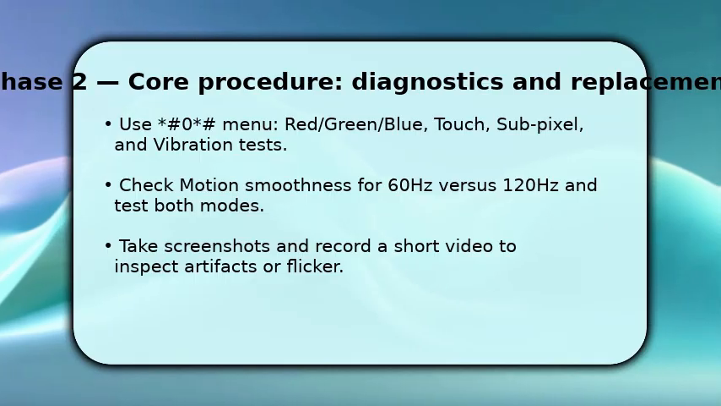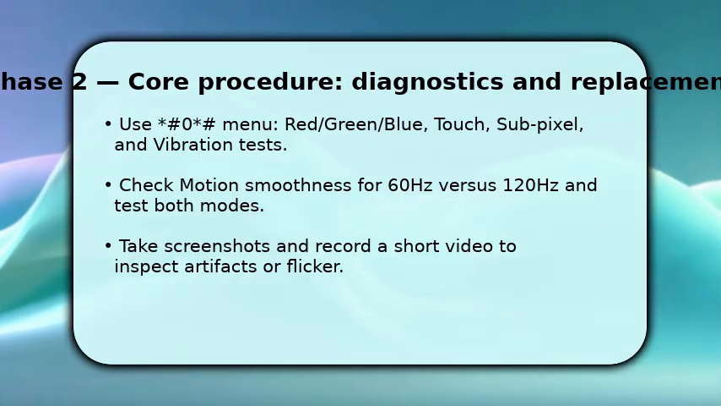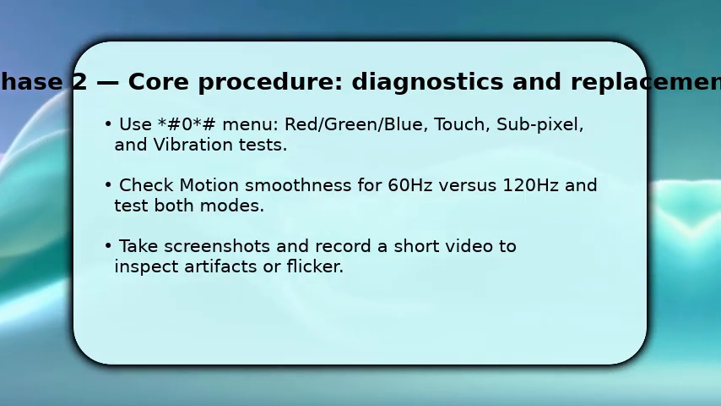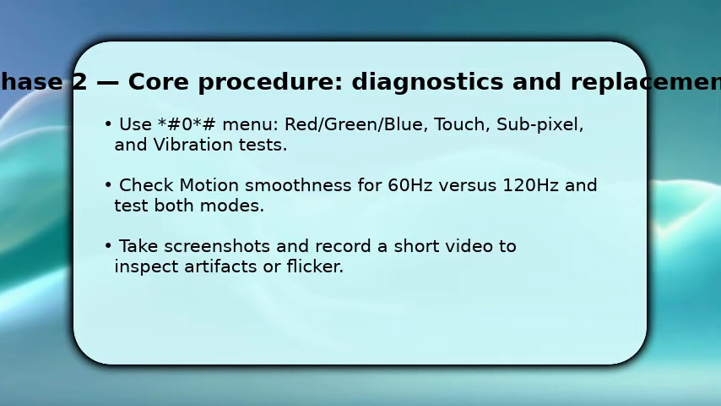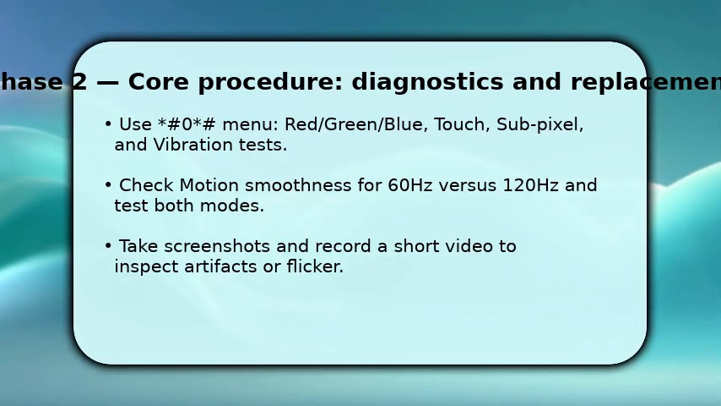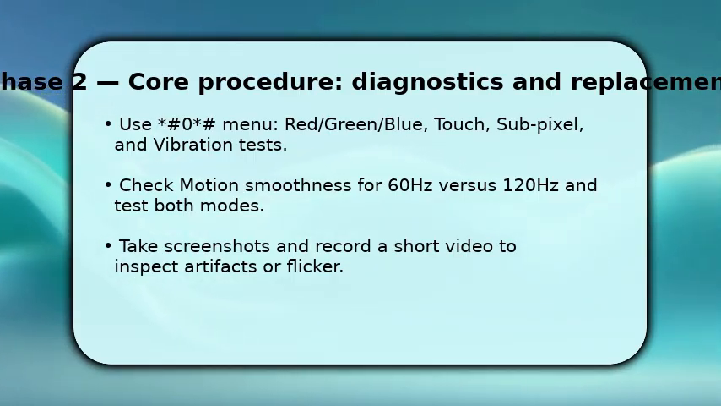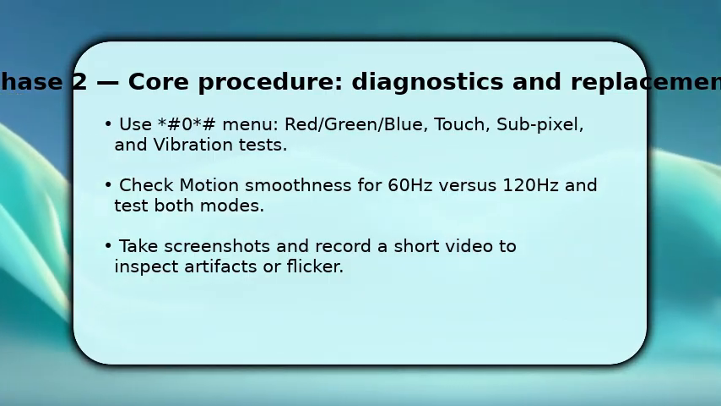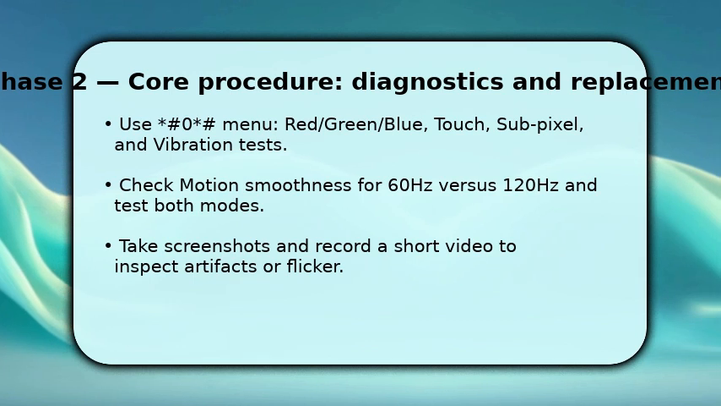Tap the red, green, and blue tests to reveal dead pixels and burn patterns, then run touch and sub-pixel screens to confirm uniform responsiveness. Record any anomalies. Switch motion smoothness between 60Hz and 120Hz to compare motion clarity, because a faulty panel can drop frames or introduce flicker. Also capture screenshots and a quick screen recording to magnify artifacts.